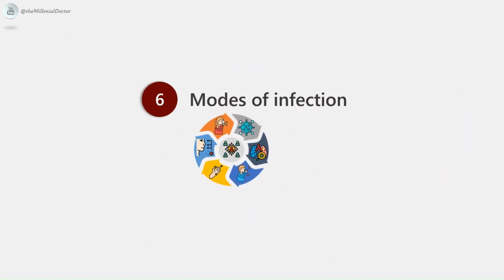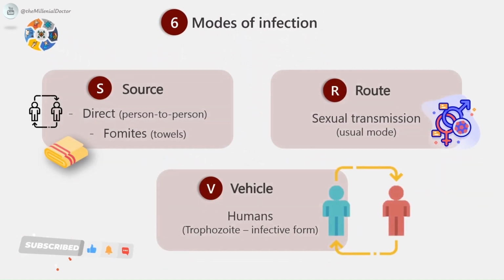As cysts are not formed, the trophozoite itself is the infective form. Next, modes of infection. The trophozoite cannot survive outside, so infection has to be transmitted directly from person to person. Fomites such as towels have been implicated in the transmission. Sexual transmission is the usual mode of infection. Babies may get infected during birth.